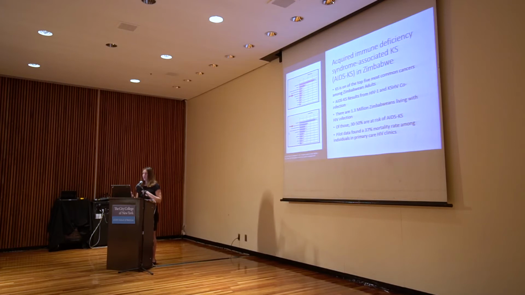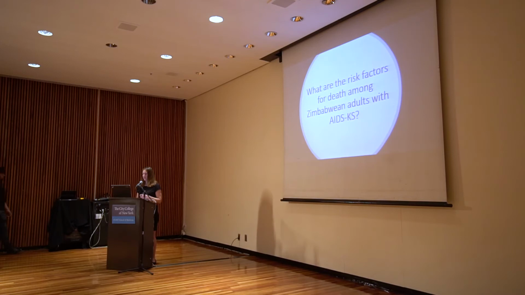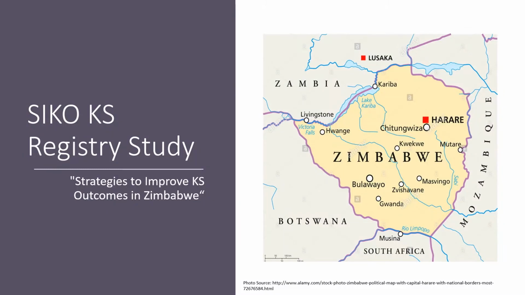In addition, the pilot data from the study data that I'm using found a 37% mortality rate among these individuals in primary care HIV clinics. So, high mortality rate, large public health burden. So that led to my research question, which is, what are the risk factors for death among Zimbabwean adults with this AIDS KS? And to answer that, I'm using data from the SICO study.